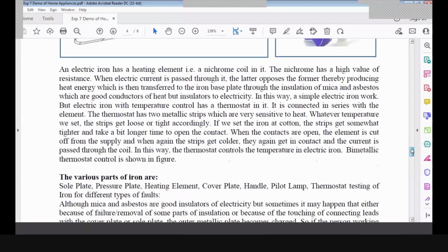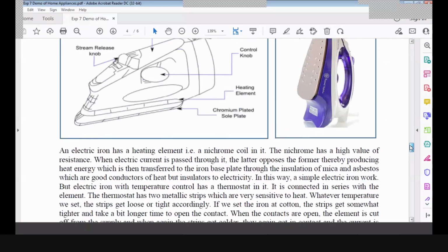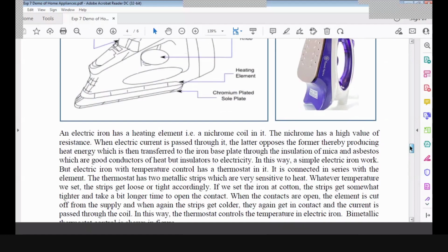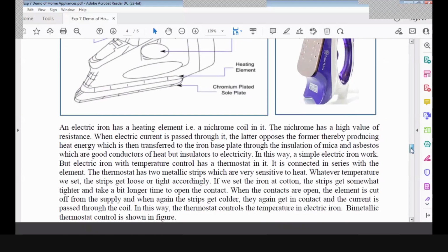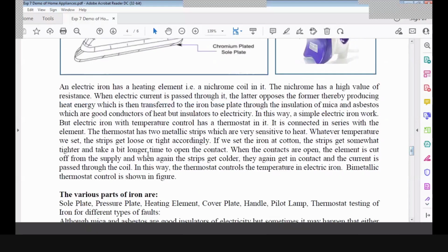So the heating element is a nichrome coil, right? It has a very high value of resistance. So when electric current is passed through it, it produces heat, and it transfers to the sole plate. The insulation of mica, which is a good conductor of heat but an insulator to electricity, is used in this plate. In this way, a simple iron can work.